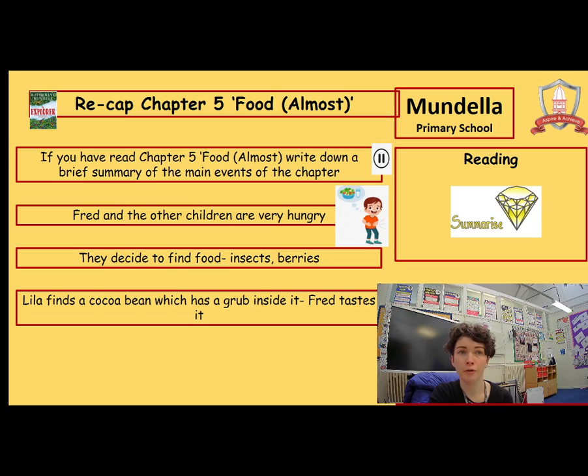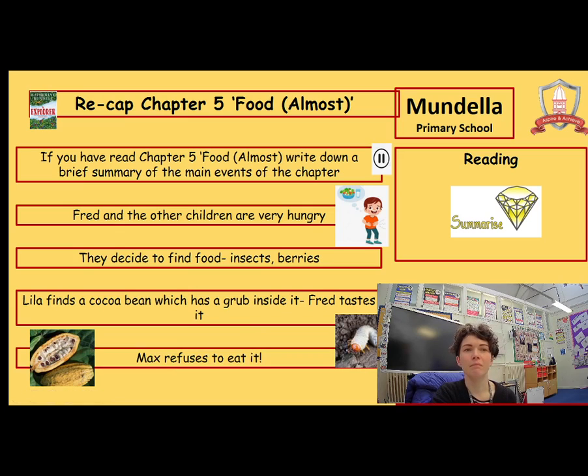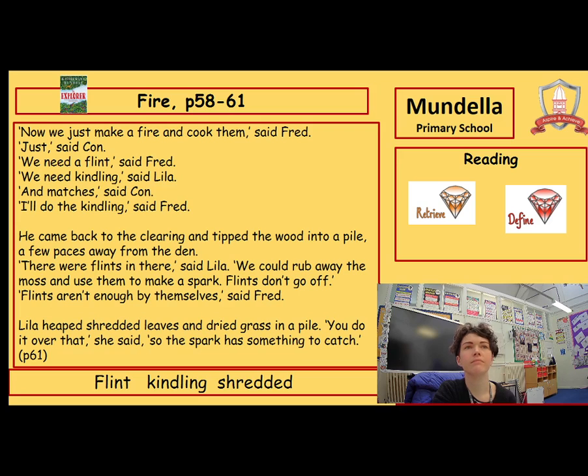Lila finds a cocoa bean which has a grub inside it, right? So there's an example of a cocoa bean. Fred tastes this cocoa bean with the grub inside, and there's a little picture of the grub in case you didn't know. Max, however, the youngest of our group, refuses to eat it. So there is a brief recap of the main events of Chapter 5. If you had a go at summarising the main events yourself, well done.